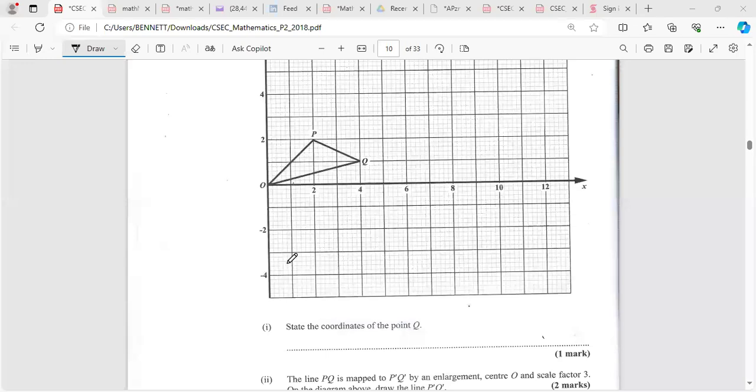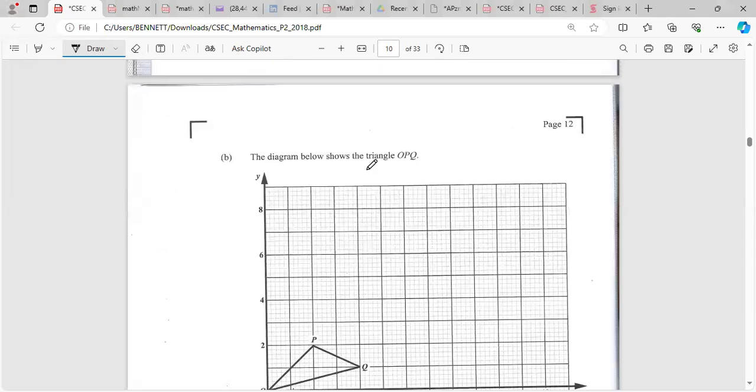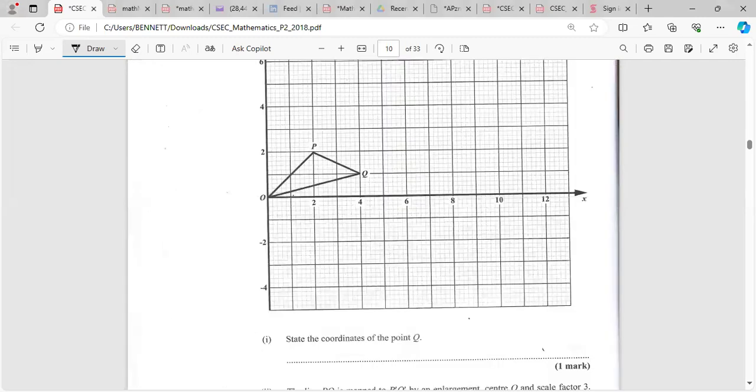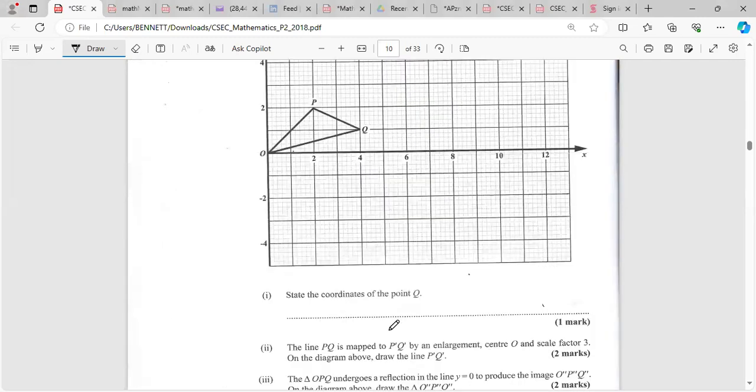Alright guys, so on to the diagram. The diagram below shows triangle OPQ. Find the coordinates of Q. So all we're asking is to say this point. Now we have to read the x first. So that's 4, and we go across. So that's 4, 1. And you get 1 mark for that. Very nice free mark that.